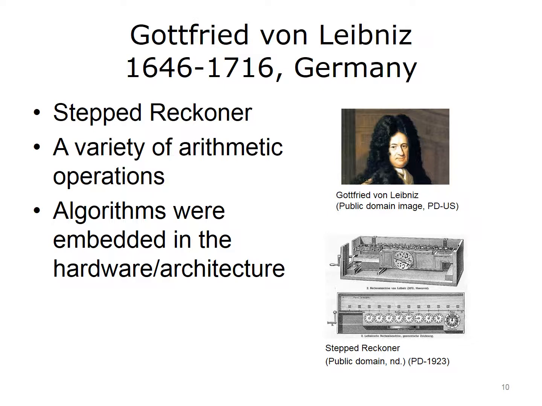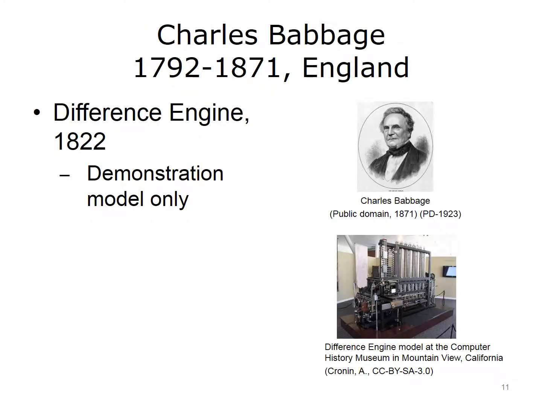The algorithms for doing these operations were embedded in the hardware of the mechanical computer. This drawing of the stepped reckoner shows how the output of the calculation was observed by the position of the gears. In the late 19th and early 20th centuries, mechanical computers became more sophisticated. In 1822, Charles Babbage designed what is called the difference engine, which is considered by most to be a computer in the modern sense of the word. It could have been used to tabulate polynomials, which in turn could be used to compute logarithmic and trigonometric functions.